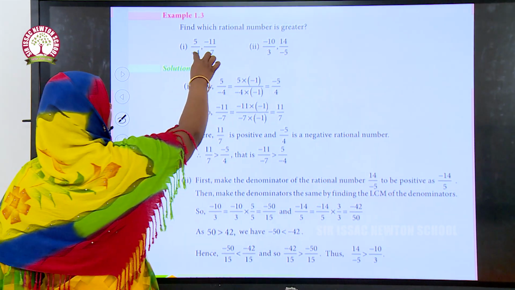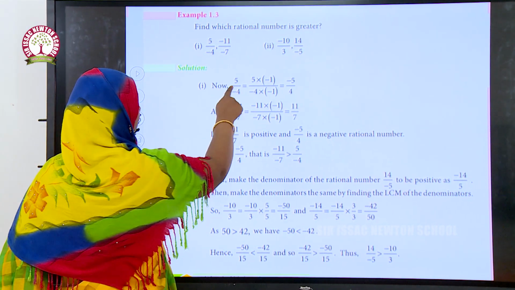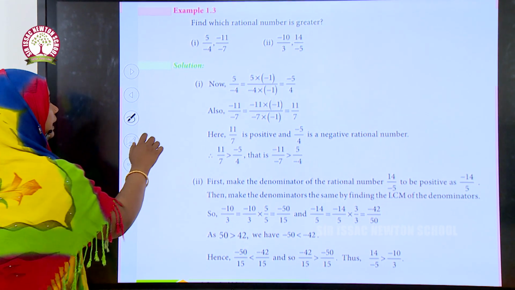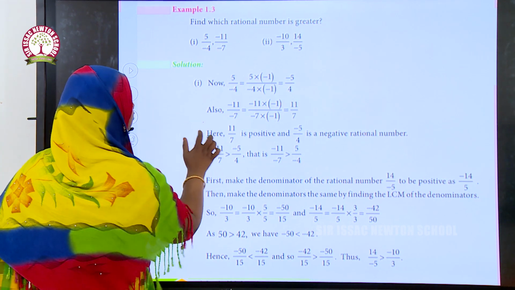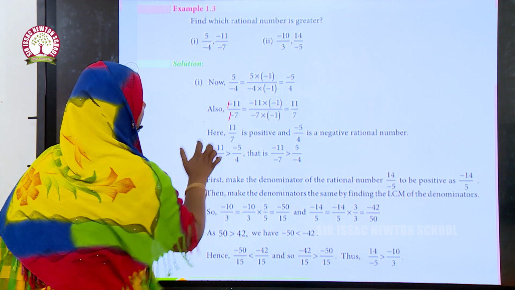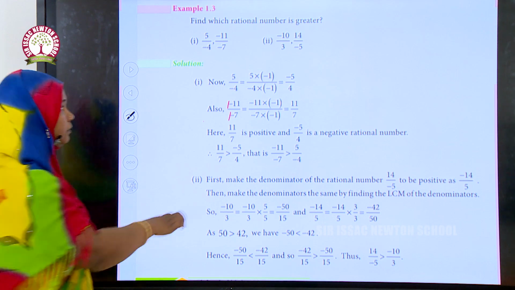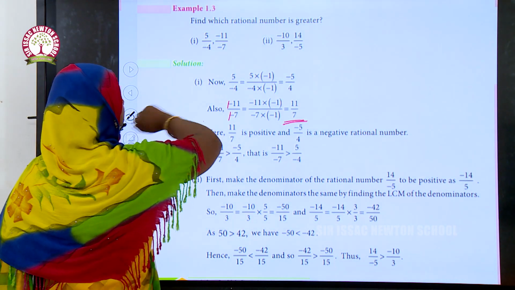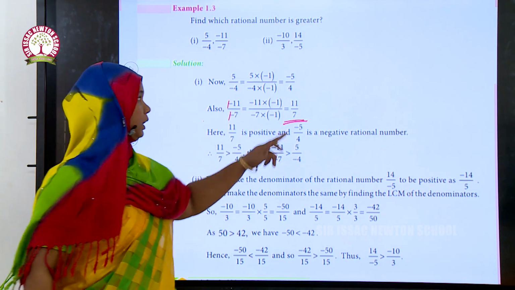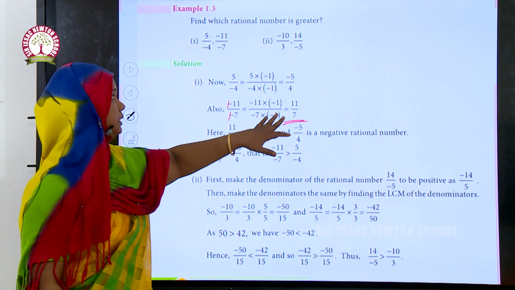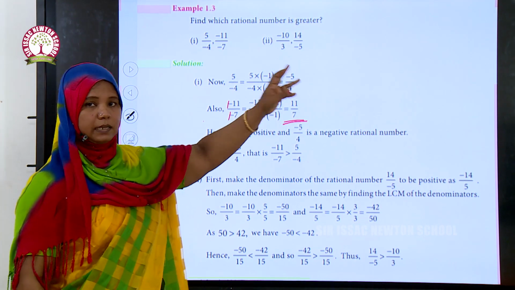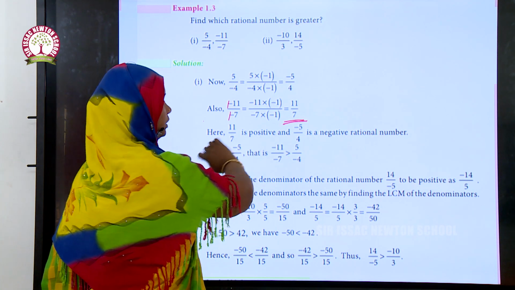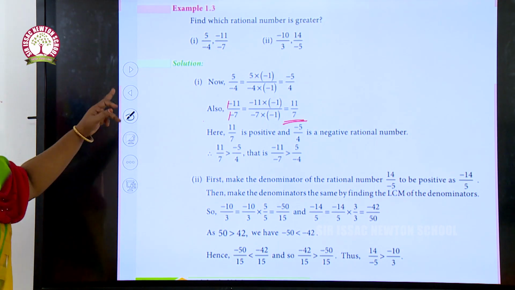Take the first number, minus 5 by 4, and the second number, minus 11 by minus 7. In the second number we can cancel the negative signs, which becomes positive 11 by 7, and the first number is minus 5 by 4, which is a negative number. Always the positive number is greater. So straight away we can say 11 by 7 is positive, hence it is greater than minus 5 by 4.